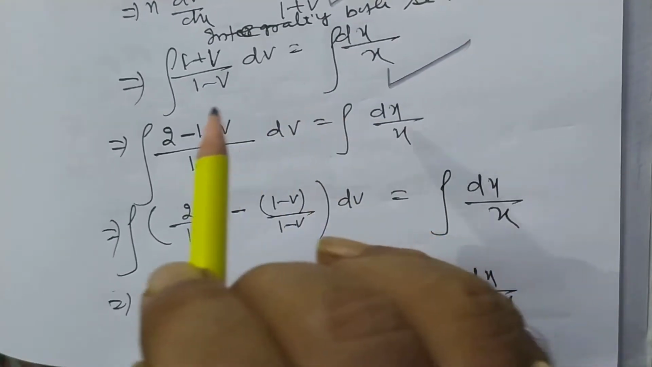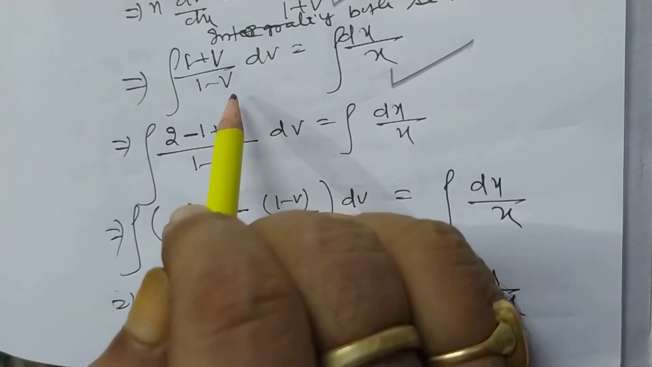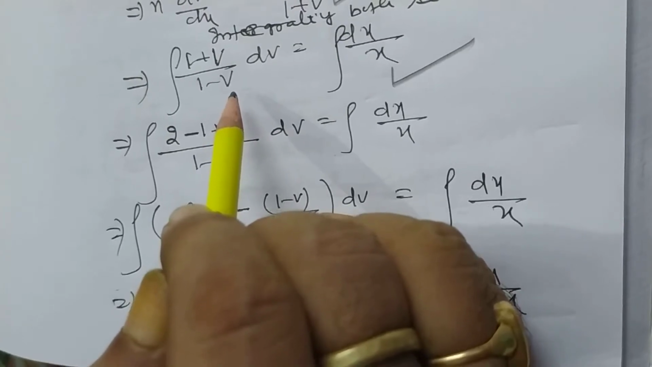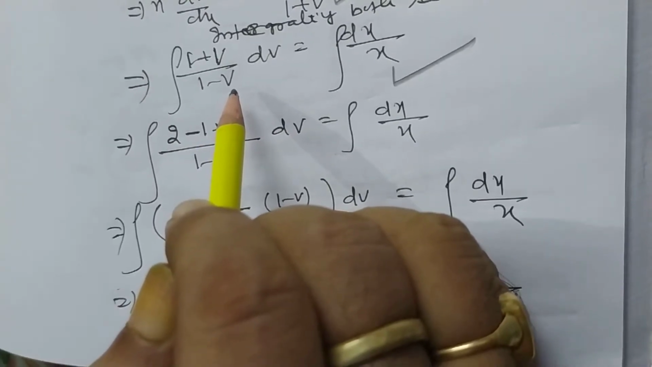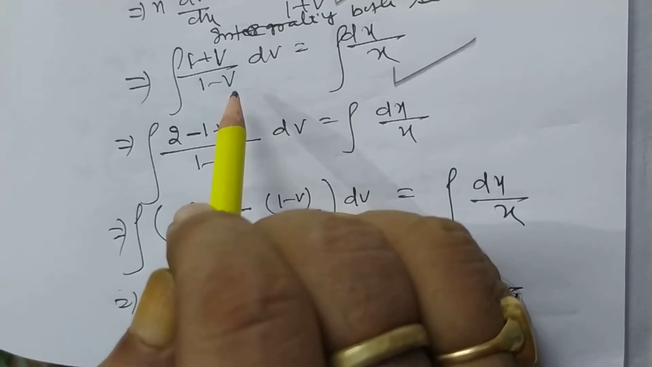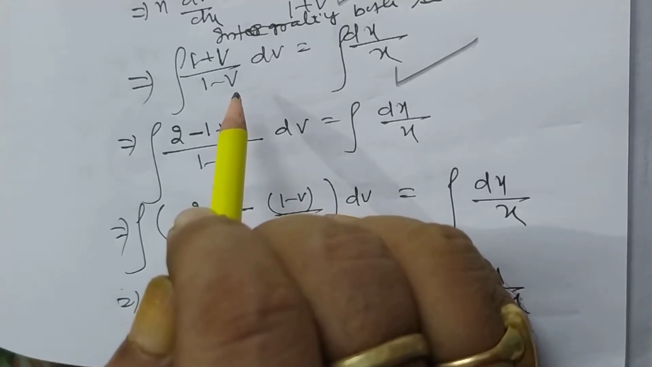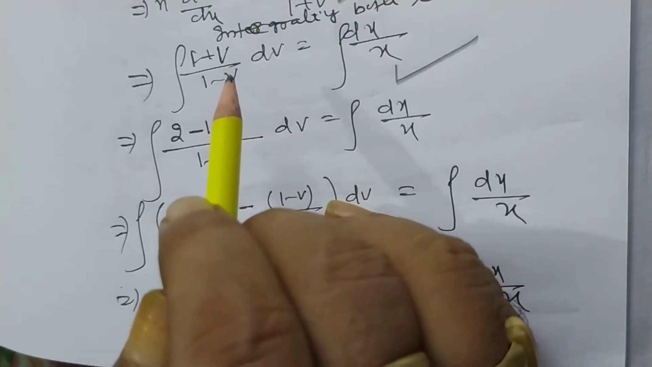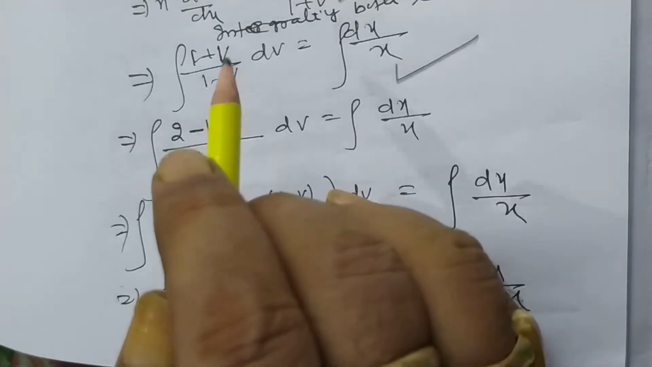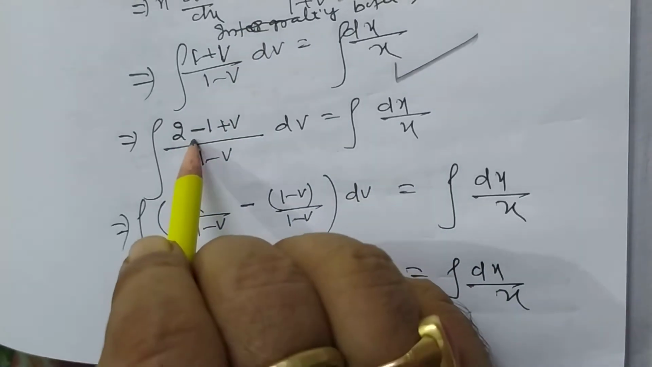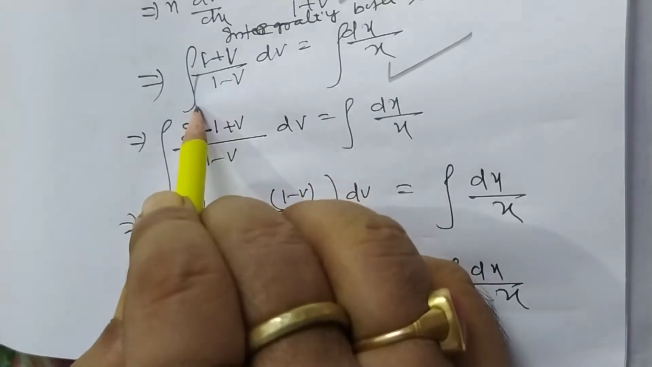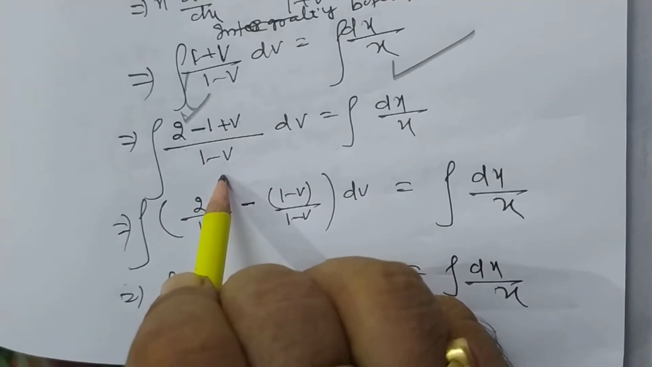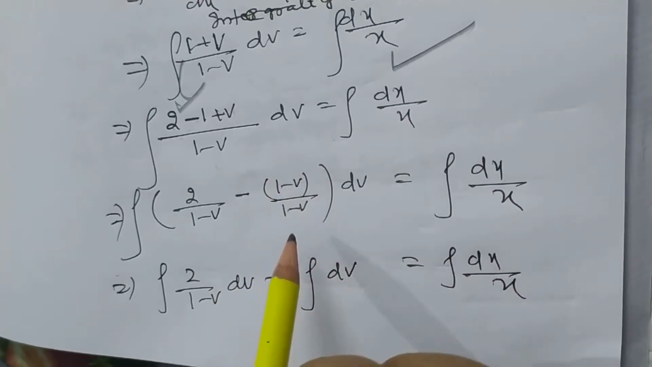My dear student, this is a well-known form of integration. In my opinion, it is very important to solve each and every problem of homogeneous equation, particularly from the book of NCERT and the board problems. Now my students, 2 minus (1 plus v), that is 1 minus v, 2 minus 1 is 1, that is 1 plus v. So now it is easier to integrate it.